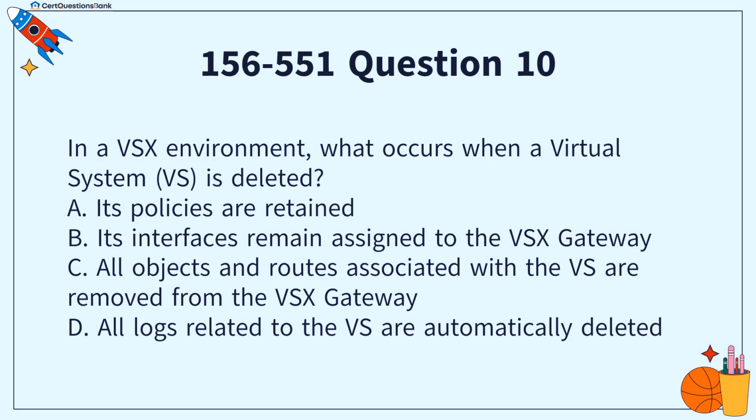In a VSX environment, what occurs when a virtual system, VS, is deleted? A. Its policies are retained. B. Its interfaces remain assigned to the VSX gateway. C. All objects and routes associated with the VS are removed from the VSX gateway. D. All logs related to the VS are automatically deleted.